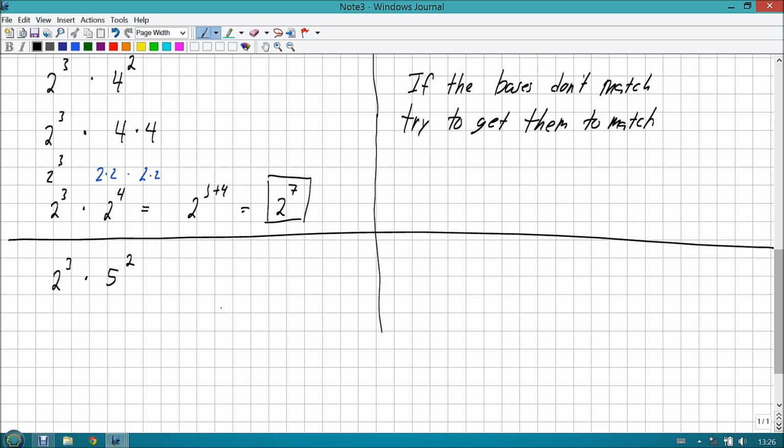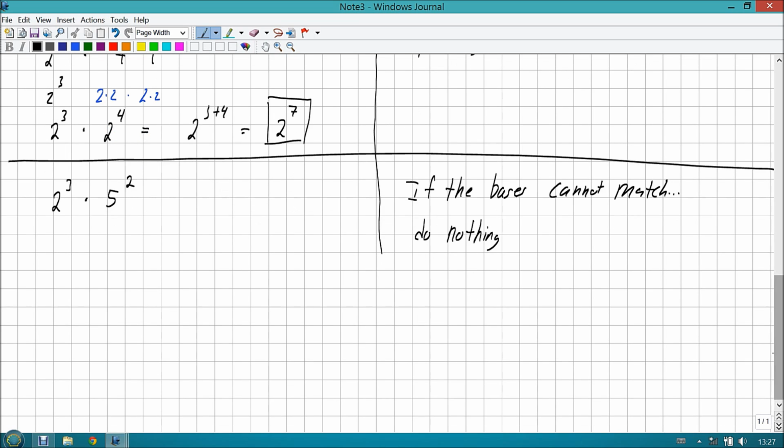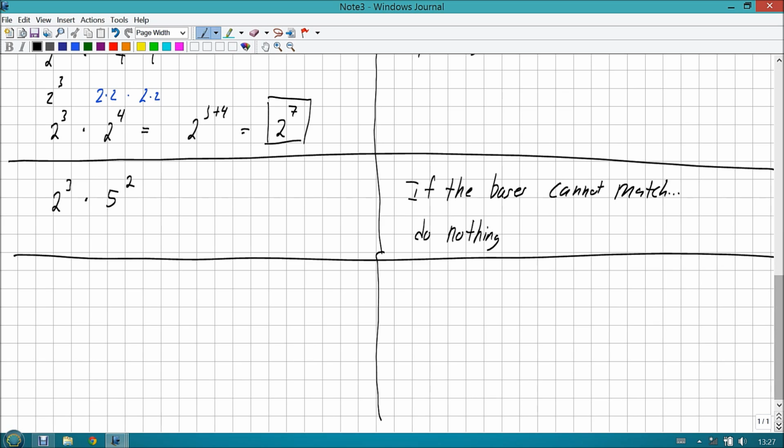So in this situation, if the bases don't match, if the bases cannot match, do nothing. There's nothing we can do unless the bases are matching. If the bases aren't matching, we can't do anything. If the bases do match, then all these wonderful things can happen. But when they don't match, we can do nothing.